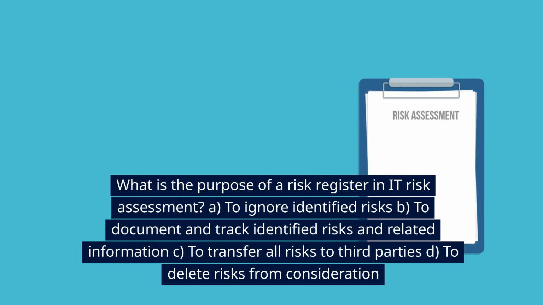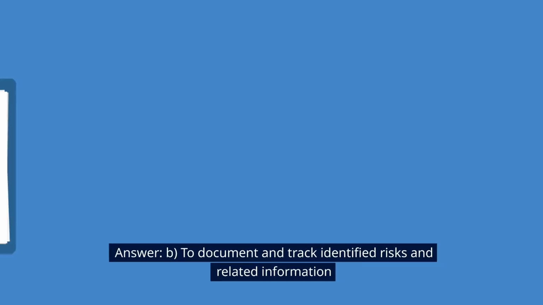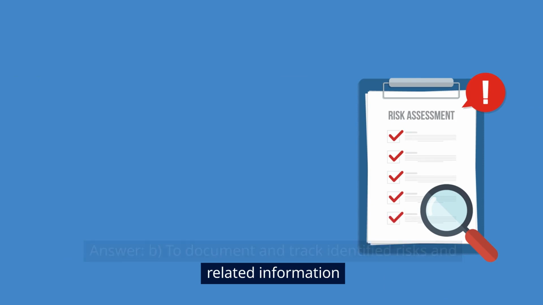What is the purpose of a risk register in IT risk assessment? A. To ignore identified risks. B. To document and track identified risks and related information. C. To transfer all risks to third parties. D. To delete risks from consideration. Answer: B. To document and track identified risks and related information.